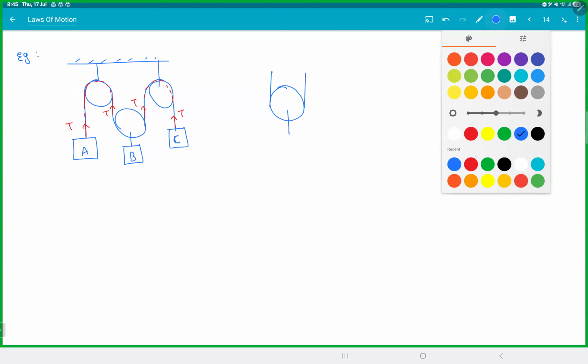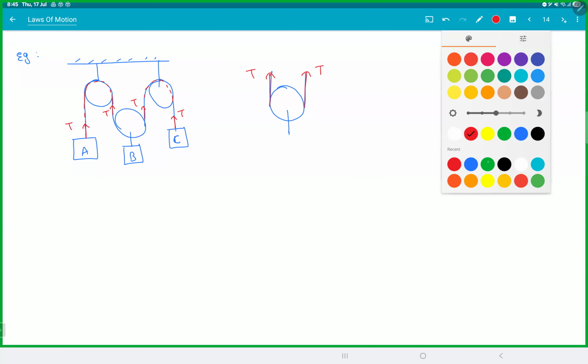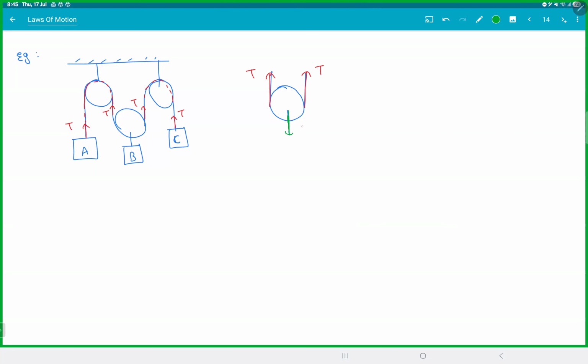So if this guy is pulling with T and this guy is pulling with T, how much should this be? 2T, isn't it? And this is connected to B here, so this also will be 2T. Are you getting the forces, everyone? Strings always pull.